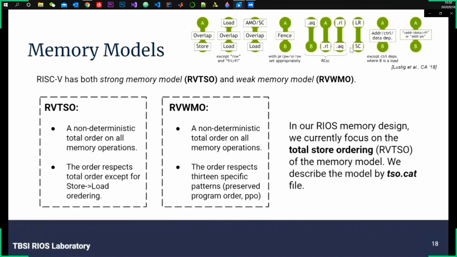In our project, we now focus on realizing the total store order memory model, which is harder for the implementers but has higher performance. This model can be described by the tso.cat file.